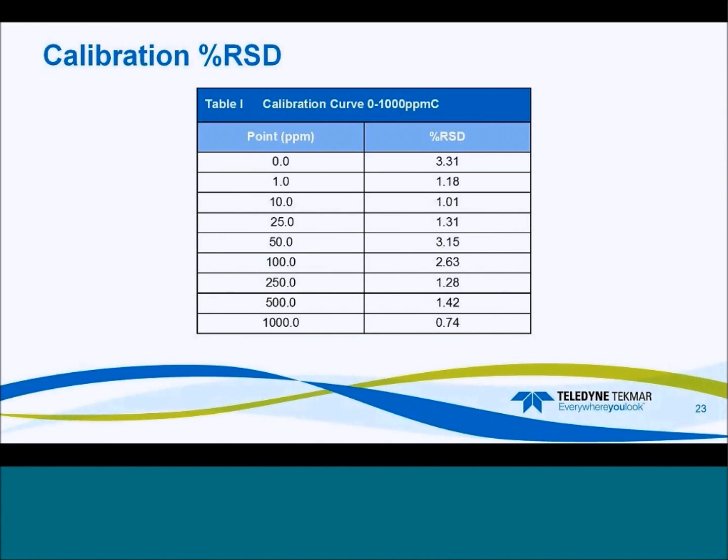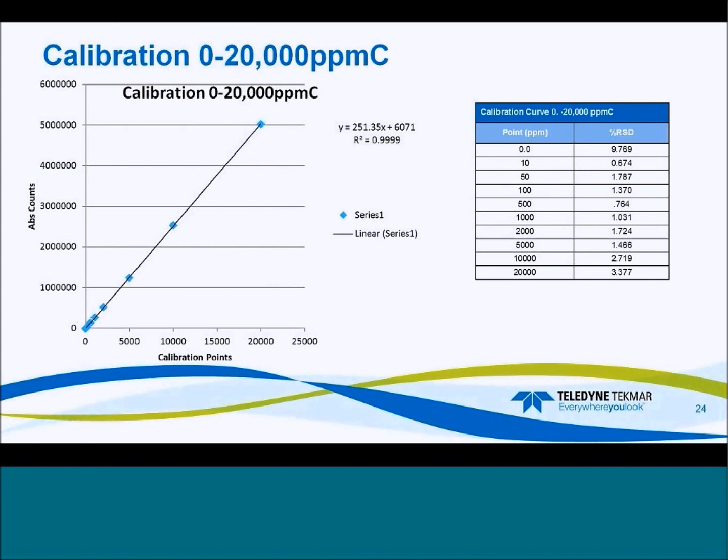So here's the 0 to 1,000 ppm calibration curve with the RSDs and the points. And you can see that the RSDs look great on the low end, they look good on the high end. So that is good for sample matrices of different kinds and different areas of detection. And then finally, this is the 0 to 20,000 that I mentioned in the last slide.